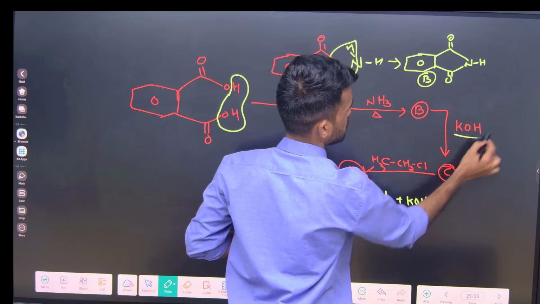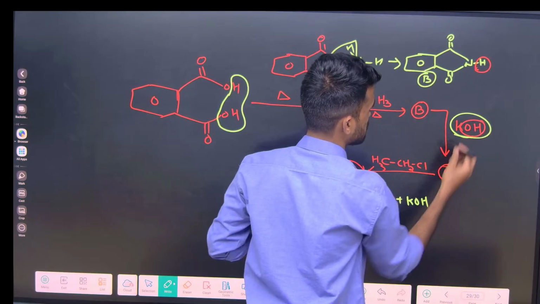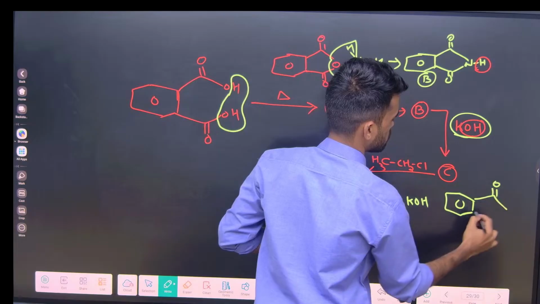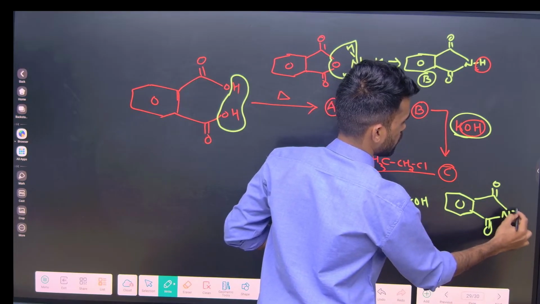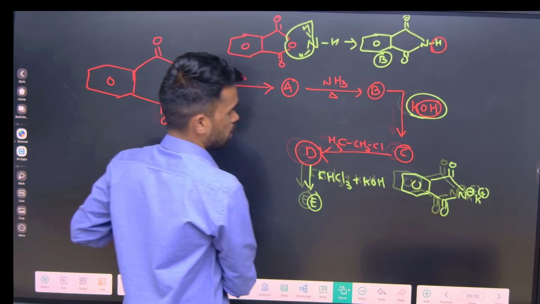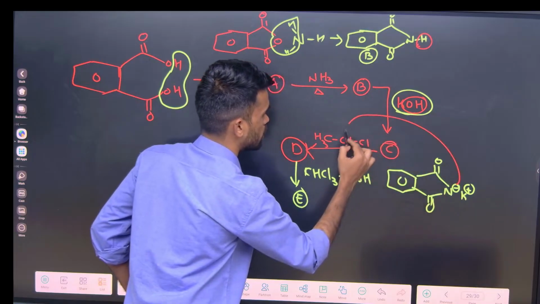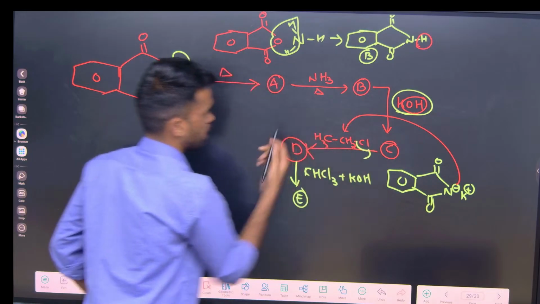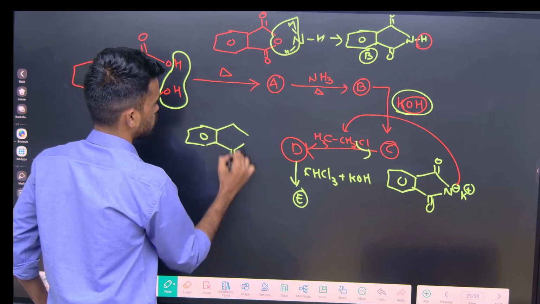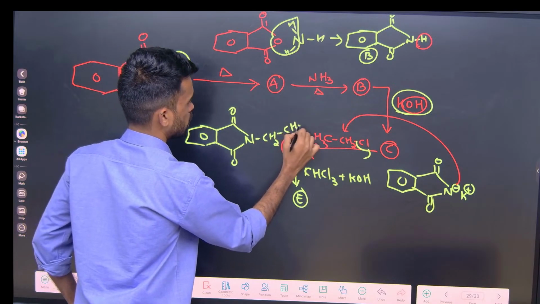So B is treated with KOH. This acidic proton is abstracted by this OH minus, which gives you potassium phthalimide here, N minus K plus. This potassium phthalimide acts as a nucleophile. So this chloride ion will be going out and a substitution reaction takes place and gives you CH2CH3. Okay, this is your D.